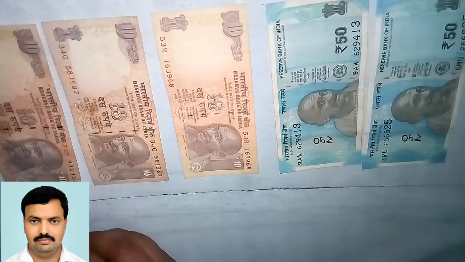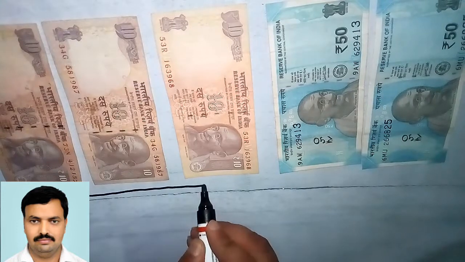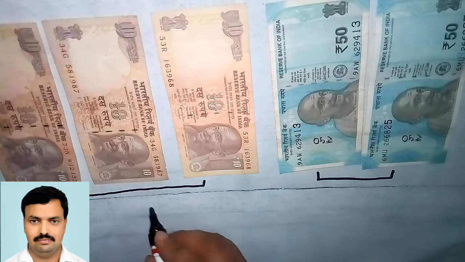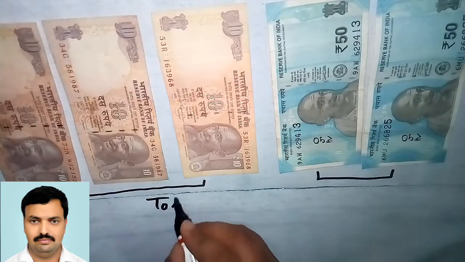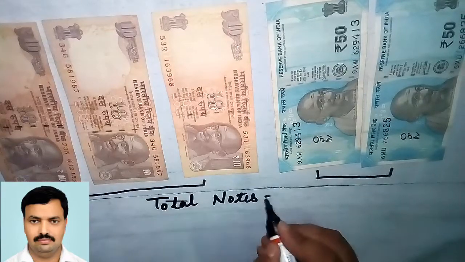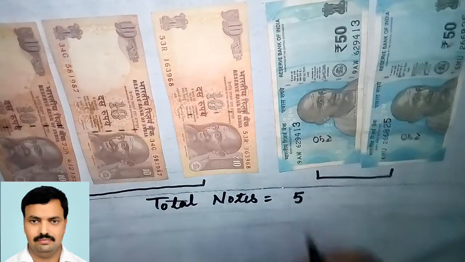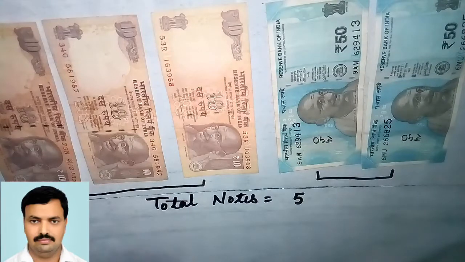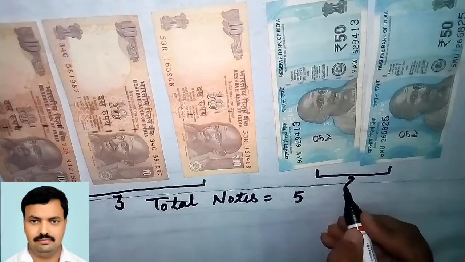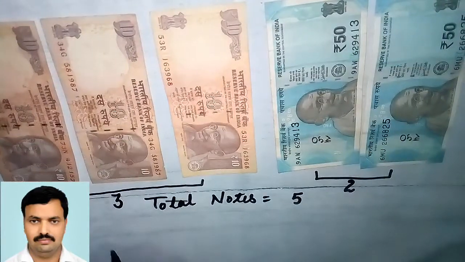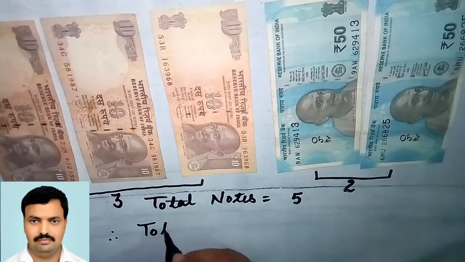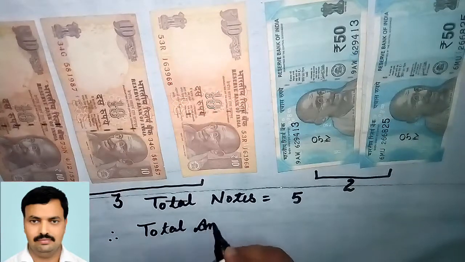So I took some notes here. I have a few 10 rupees notes and a few 50 rupees notes. So the total number of notes is 5, and you can see the 10 rupees notes are 3 and 50 rupees notes are 5 minus 3, that is 2. So in the same way we have to solve the question.